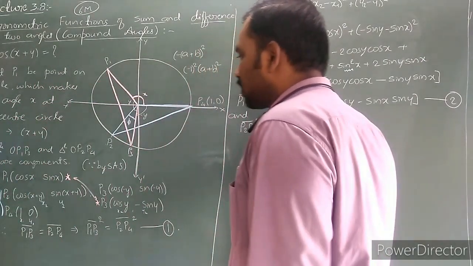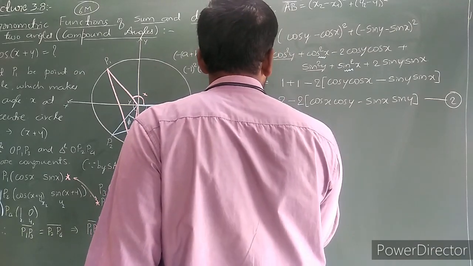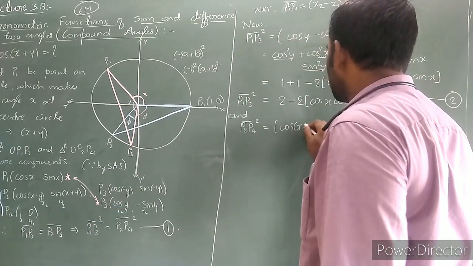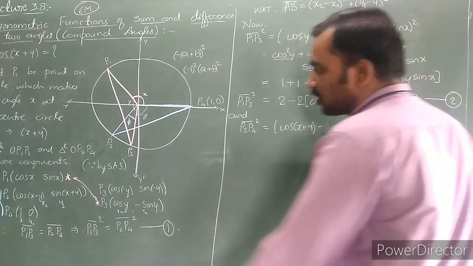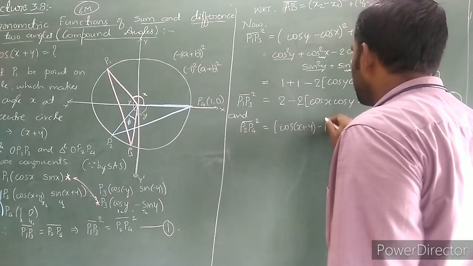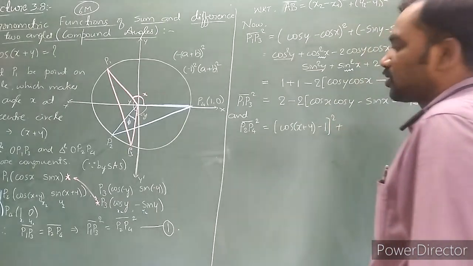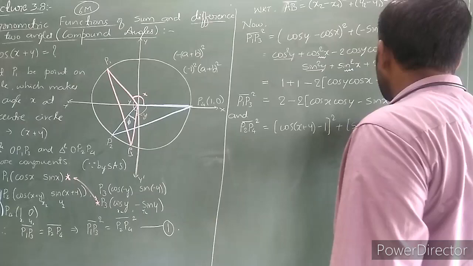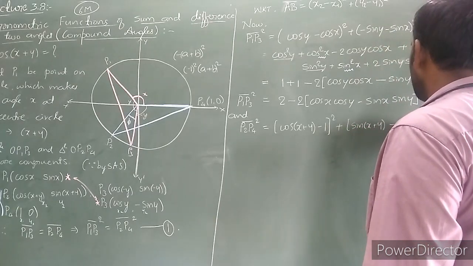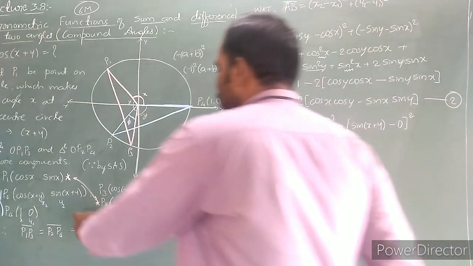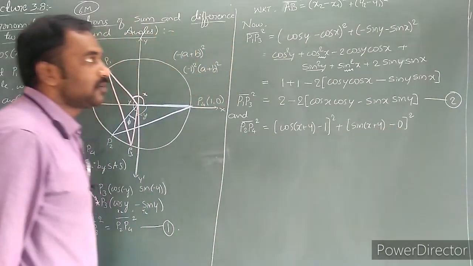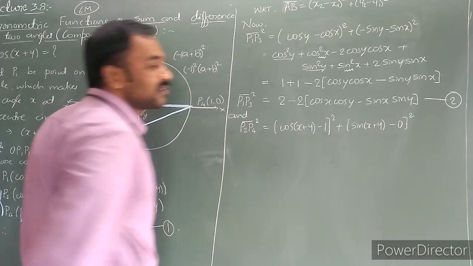Okay, x2 minus x1, that means cos of x plus y, minus the x1 value, which is 1, so cos of x plus y minus 1, this whole square, plus the y2 value. What is the y2 value? Sin of x plus y, minus 0 as the y1 value. So y2 minus y1, whole square.